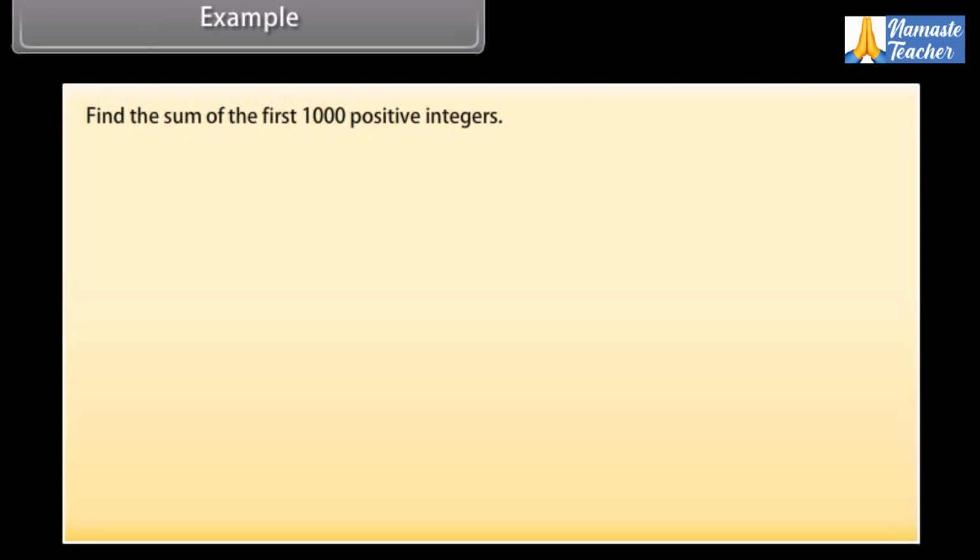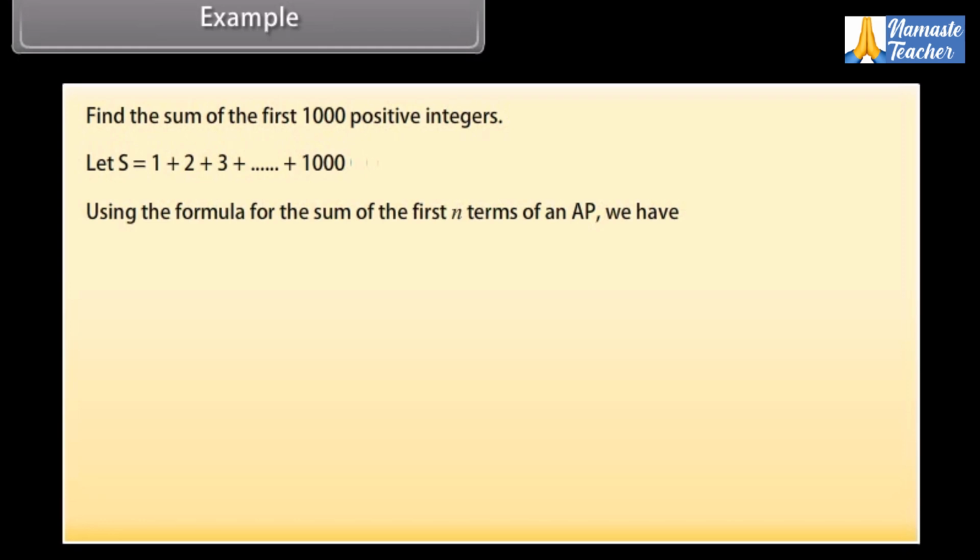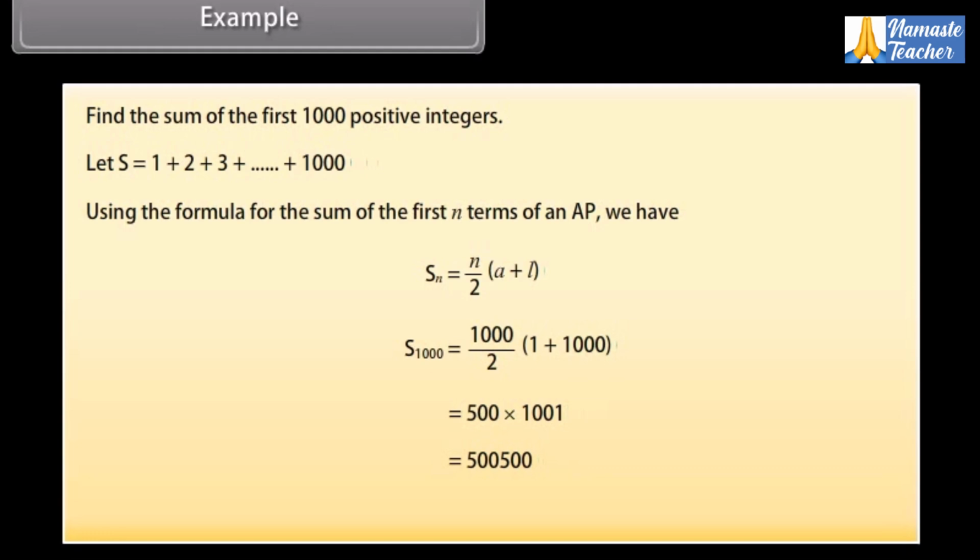Find the sum of the first 1000 positive integers. Let S is equal to 1 plus 2 plus 3 plus so on plus 1000. Using the formula for the sum of the first n terms of an AP, we have Sn is equal to n upon 2 into (A plus L). Substituting the value of n, we get S1000 is equal to 1000 upon 2 into (1 plus 1000). This is equal to 500 into 1001, which becomes 500500. So the sum of the first 1000 positive integers is 500500.